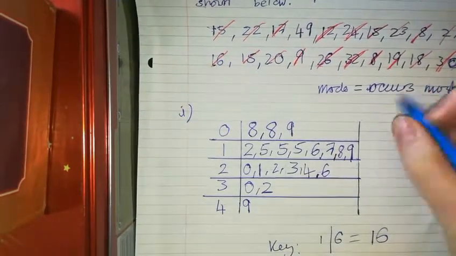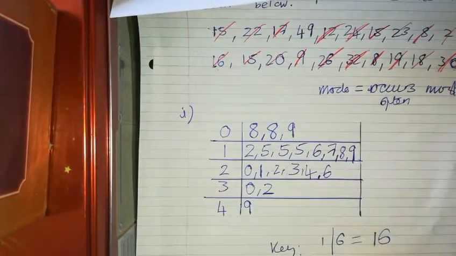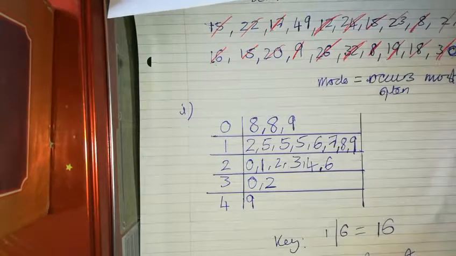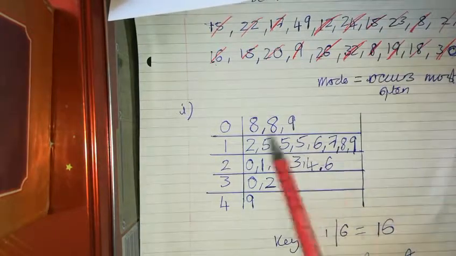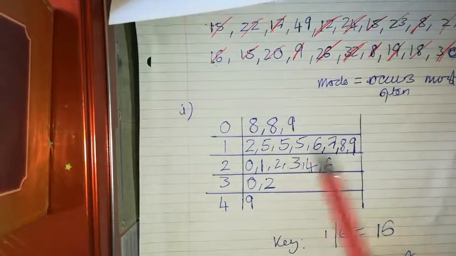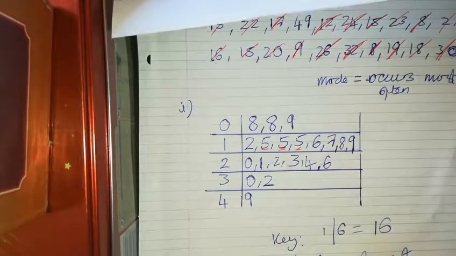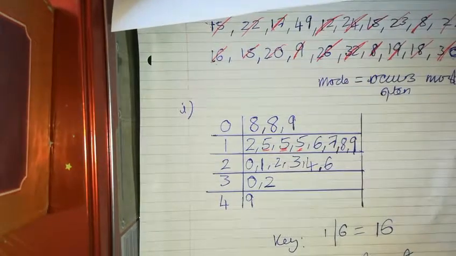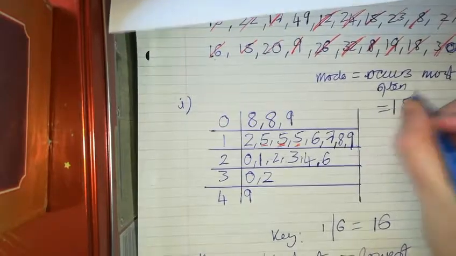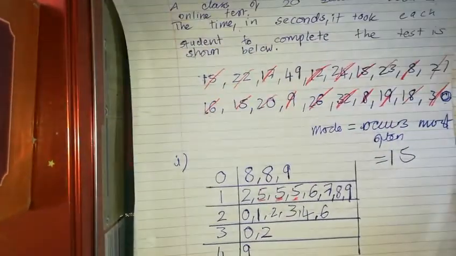Sometimes, if none of the numbers occur more than once, then there is no mode. The mode is the number that occurs more than once. So I can see that I have two 8s, but then I have three 15s. So I think 15 is going to be my mode. The one that occurs most often is 15. So the mode of my set of data is 15.